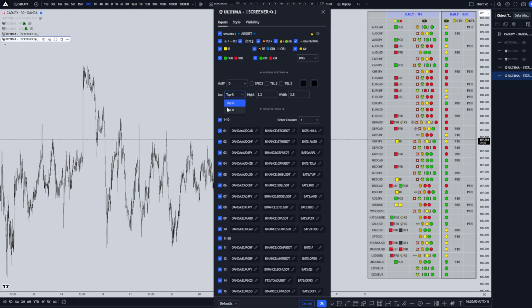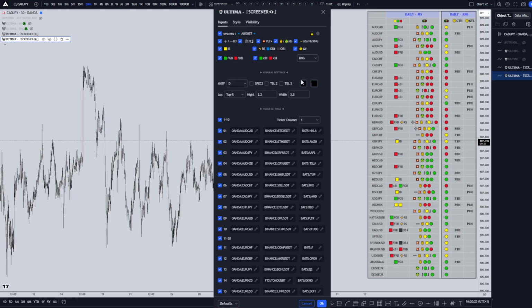And this is location. Basically it allocates the table to either the top right corner or the bottom right corner. So if you're using not 40 but maybe 20 tickers, not the whole thing but half of it, then you can change it, maybe one on top, one on bottom, or stuff like that.